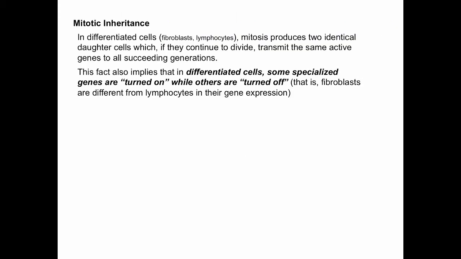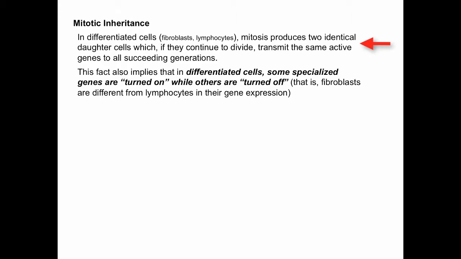And here I'm just giving a broad overview because these things will be covered in more detail through our course. But if we think about mitotic inheritance, we can think about differentiated cells like fibroblasts or lymphocytes. And here mitosis produces two identical daughter cells. And if these cells continue to divide, they're going to transmit the same active genes to all succeeding generations.